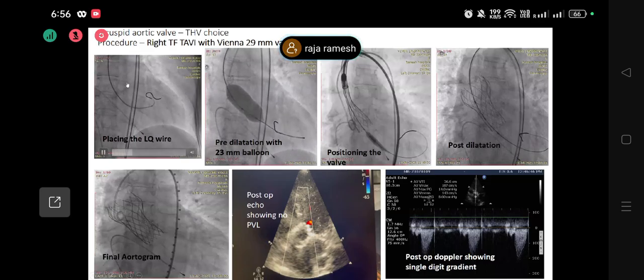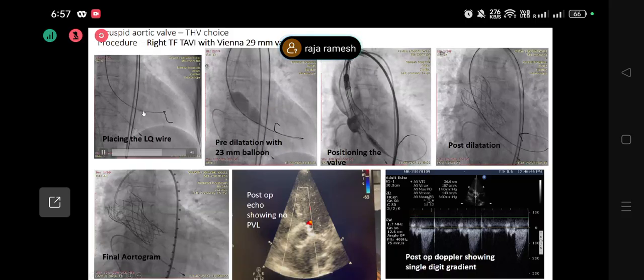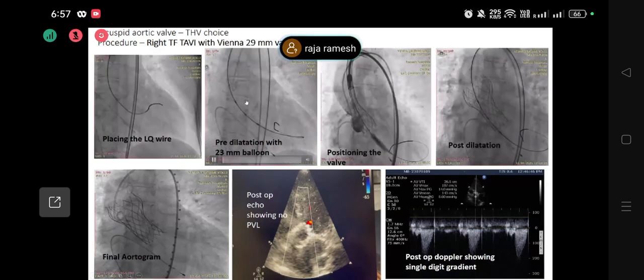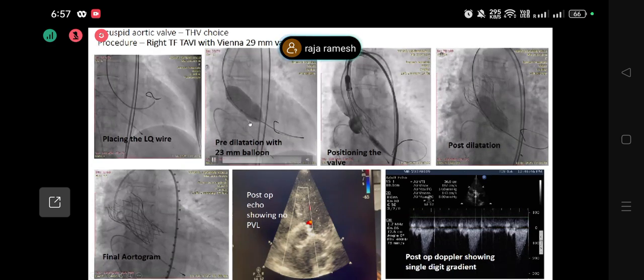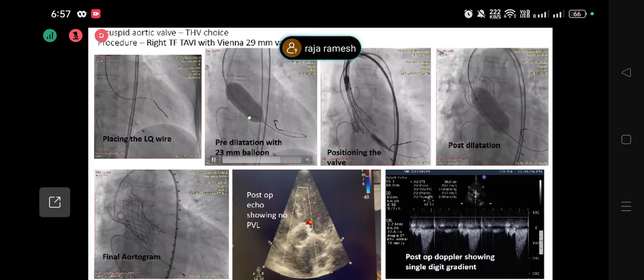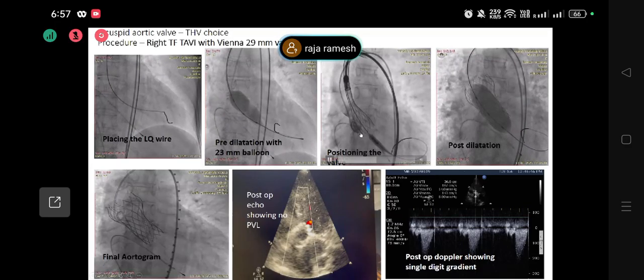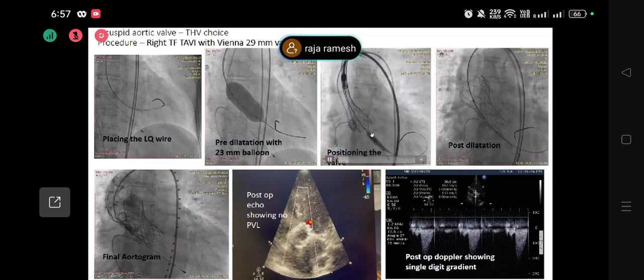Similarly, we have to place a stiff wire in the LV across the aortic valve. And because of the severe calcium on the bicuspid valve, this patient will be pre-dilated. This is pre-dilatation. And this is the positioning of the valve across the aortic valve. This is a self-expandable valve like a Medtronic valve.